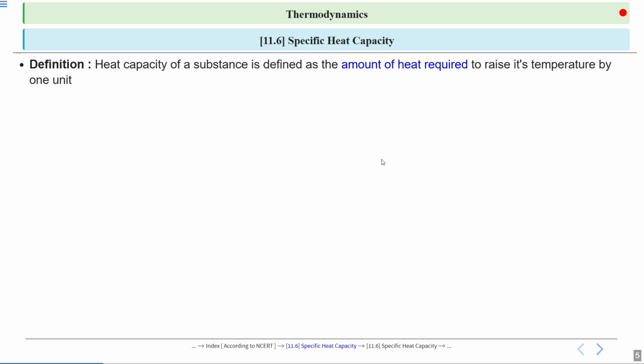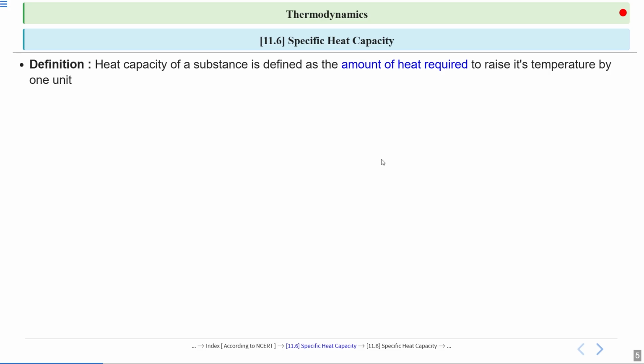Imagine you have two containers of water, one small cup and one big bucket. If you heat both with the same flame for the same time, in that case the cup's temperature will rise faster than the bucket's. Yes or no? So what is the reason? Because the bucket needs more heat to raise its temperature. It has a larger heat capacity.